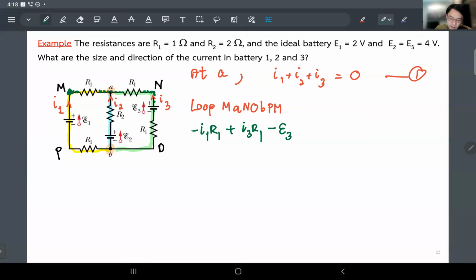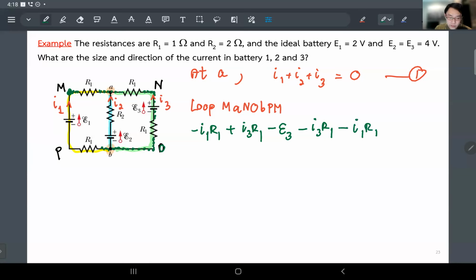Cool. Keep going. Now you're hitting another R1 down here, and once again you're going against I3. So the potential across R1 is going to be negative I3 R1. Keep going. Now point O. Nothing. At B now. Nothing. Now you're hitting R1 again, but now R1 has the current I1 going through it, and you are going along the current's flow. So you are going to a lower potential, and the potential difference is going to be negative I1 R1.